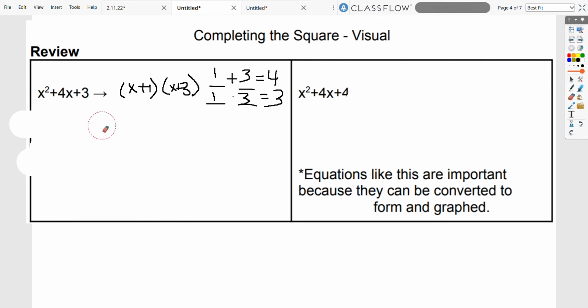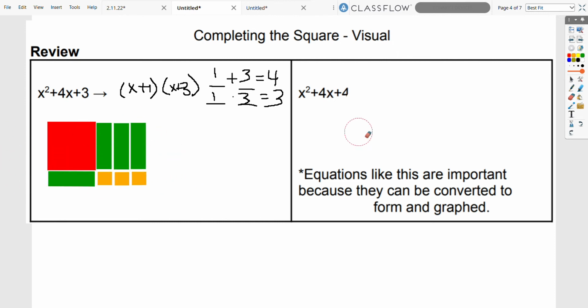We also went over the visual representation of this. We remember that we could set it up using tiles. We have an x squared term, we have 4 x's, and then we have 1, 2, 3. So we get x plus 1 plus 1 plus 1, so there's x plus 3, then we have x plus 1. So that was the visual way to do this, right?